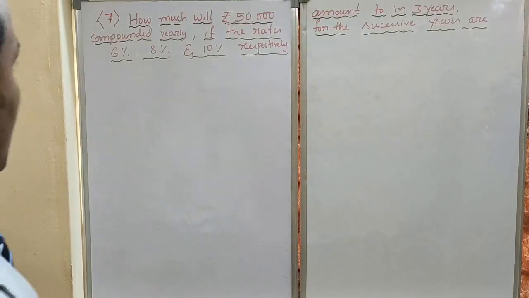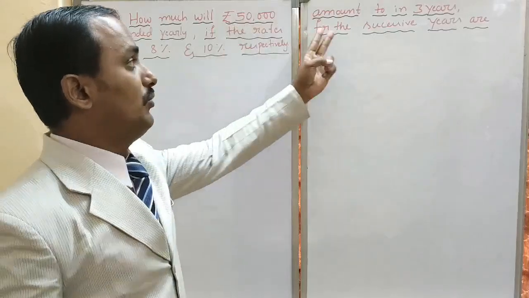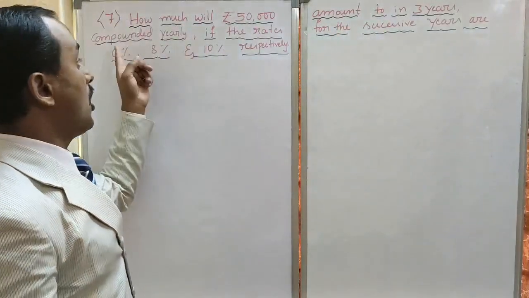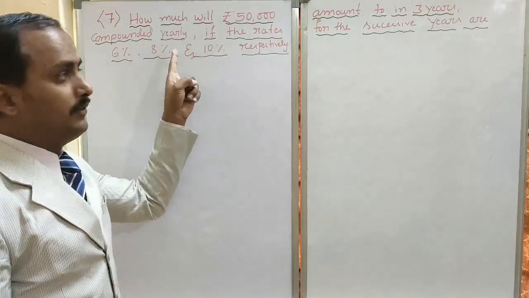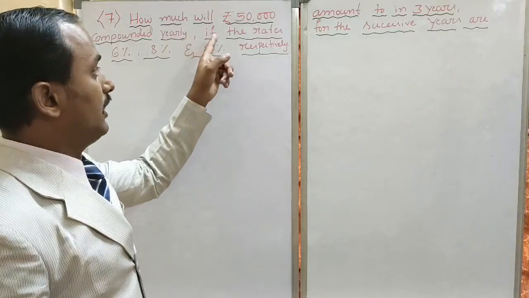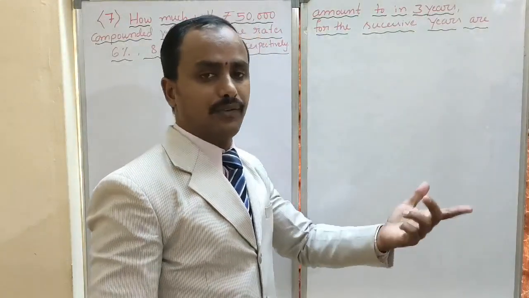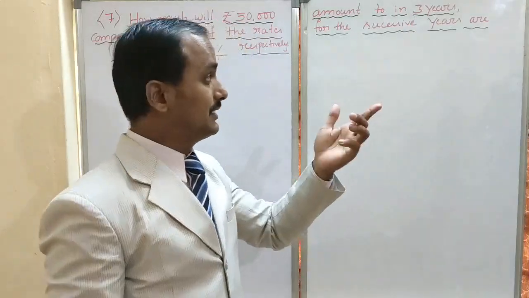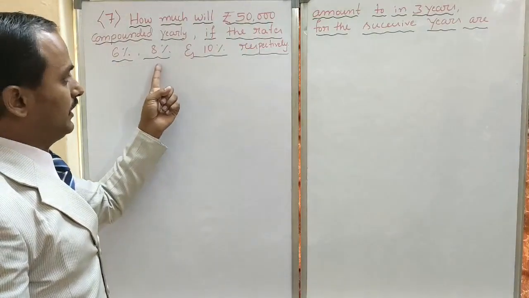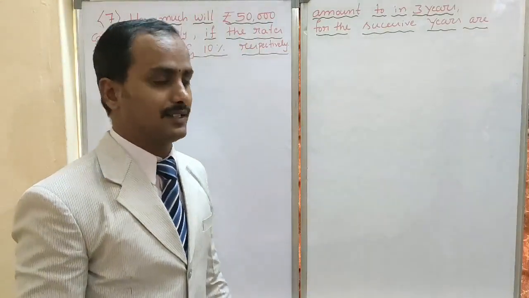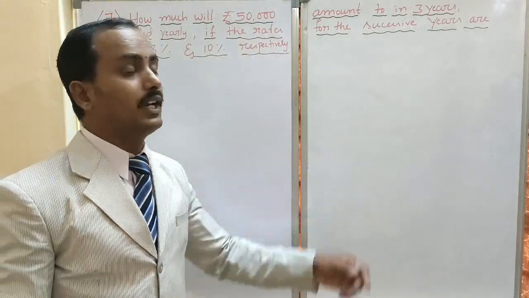Dear children, here, for example, I am investing 50,000 for 3 years, compounded yearly, not simple interest. The rate of interest is given as rates for the successive years: for 3 years, first year one rate, second year another rate, third year another. Respectively, first year 6%, second year 8%, third year 10%. By using these rates, how much amount becomes at the end of the 3 years?